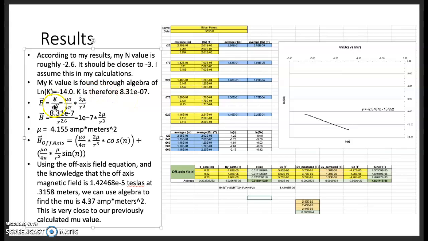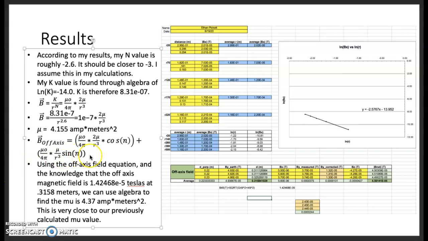Using this, we can find what our mu value is. If we assume that r to the 2.6 is equal to r to the 3, which we should, we can now find mu through simple algebra and find that mu is equal to 4.155 amp meters squared.